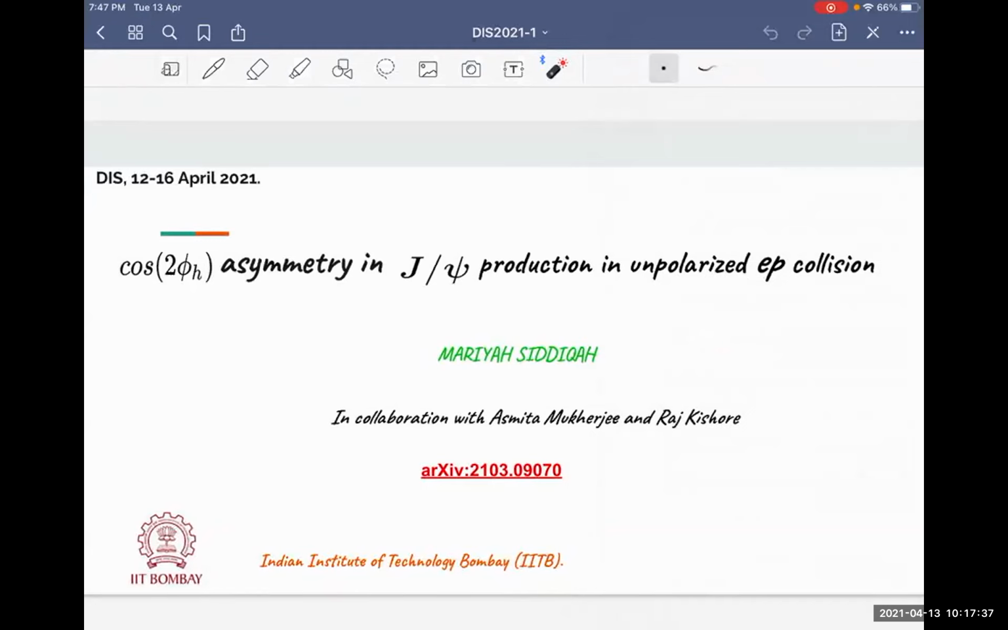Okay. Good evening, everyone. Today, I would like to talk about our recent project where we have calculated the cos2φ azimuthal asymmetry within the NRQCD-based color octet model using J/ψ meson as a probe in the unpolarized electron-proton collision. I have done this work in collaboration with Asmita Mukherjee and Raj Kishore, and one could find the details of our work here.